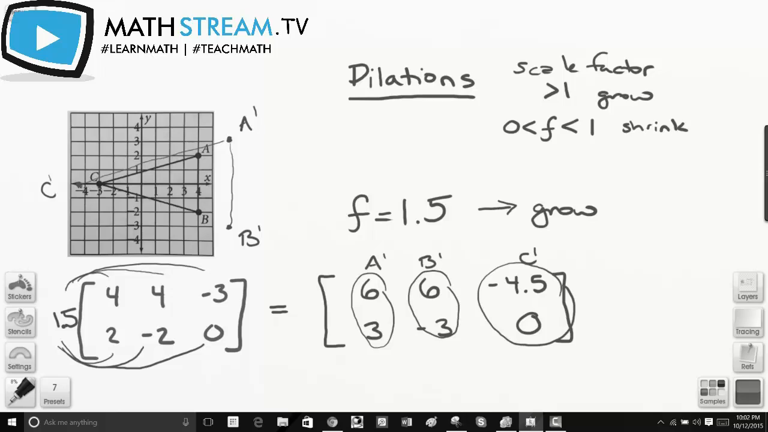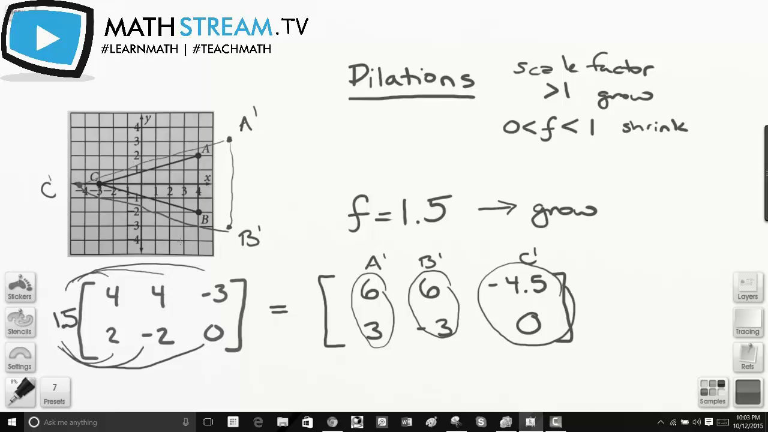we get a triangle that has grown by a factor of 1.5. And how do I know? I mean, that'd be a tough thing to just figure out on our own without the help of a matrix. But we know that we've actually made it grow that much because we've changed each aspect of the coordinates by that factor. We've multiplied it by 1.5 and it grew.